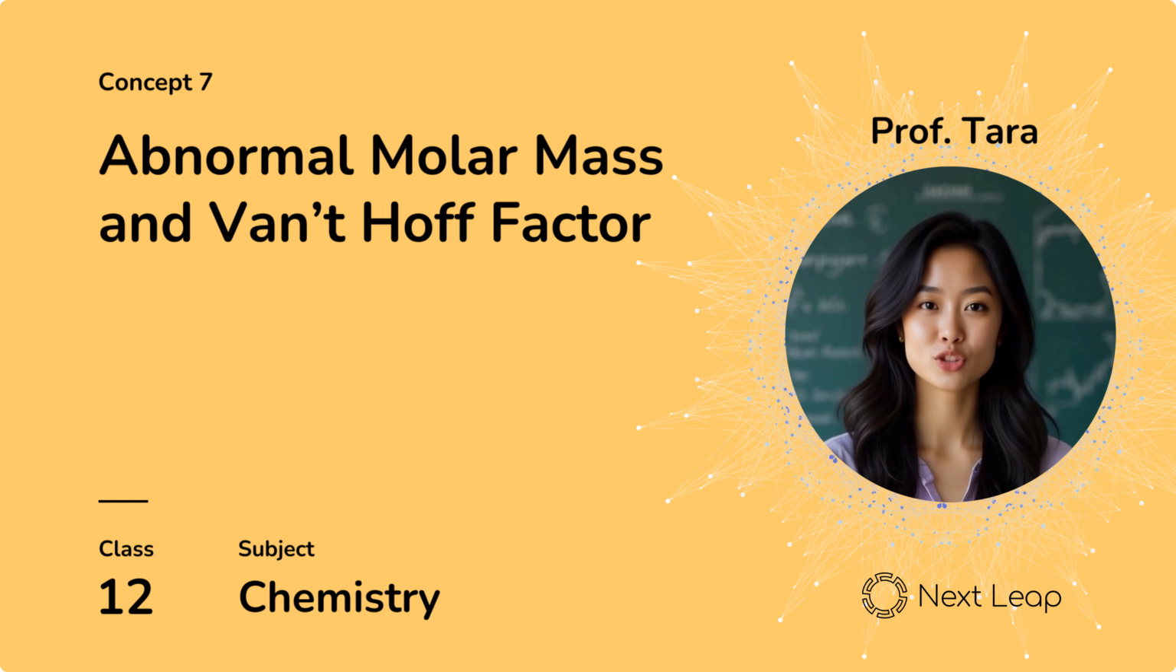Have you ever used colligative properties to calculate molar mass and ended up with a number that seemed completely wrong? This happens when the number of solute particles changes due to dissociation or association, leading to what we call abnormal molar mass. In this lesson, we'll learn why this occurs and how we correct it using the Van 't Hoff factor, a powerful concept introduced in 1880 to bring accuracy back to colligative property calculations.